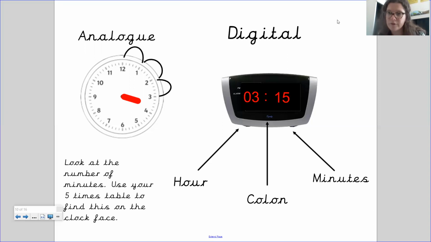Now I need to look at the number of minutes. 15 minutes. What I'm going to do is count in 5s from 12, starting on my analogue clock, start at 12, and jump in 5s until I get to my number 15. So if I jump 5, 10, 15. So to get to 15, I have ended on the number 3. So that is where I'm going to draw my minute hand. There we go.